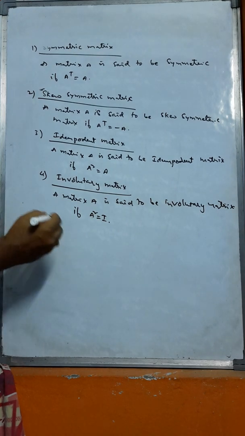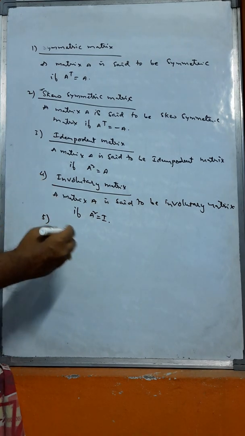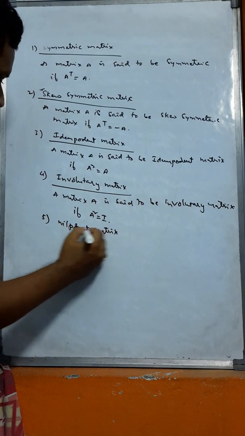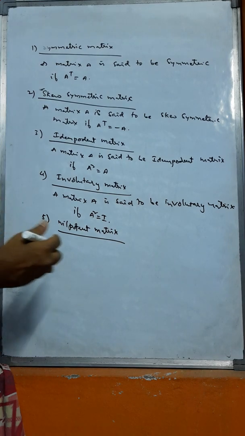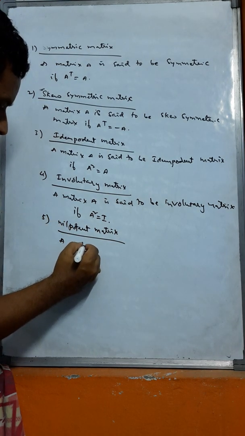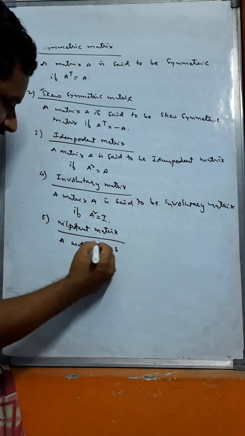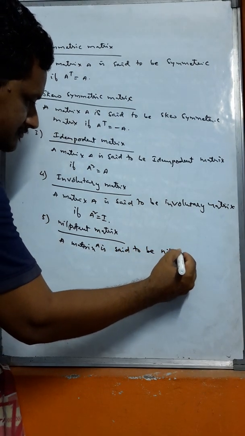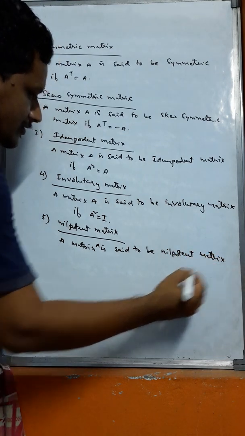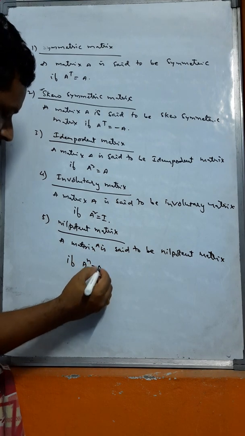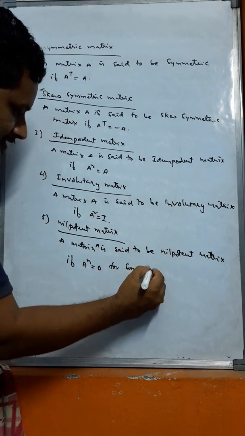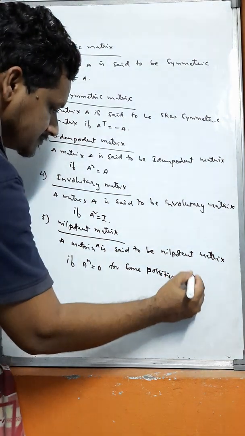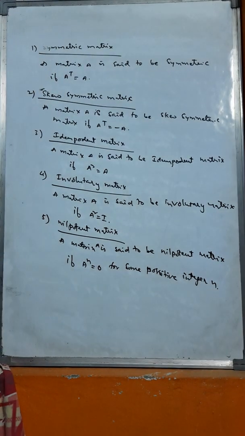Next, fifth one, nilpotent matrix. A matrix A is said to be nilpotent matrix if A to the power of n equal to 0 for some positive integer n.